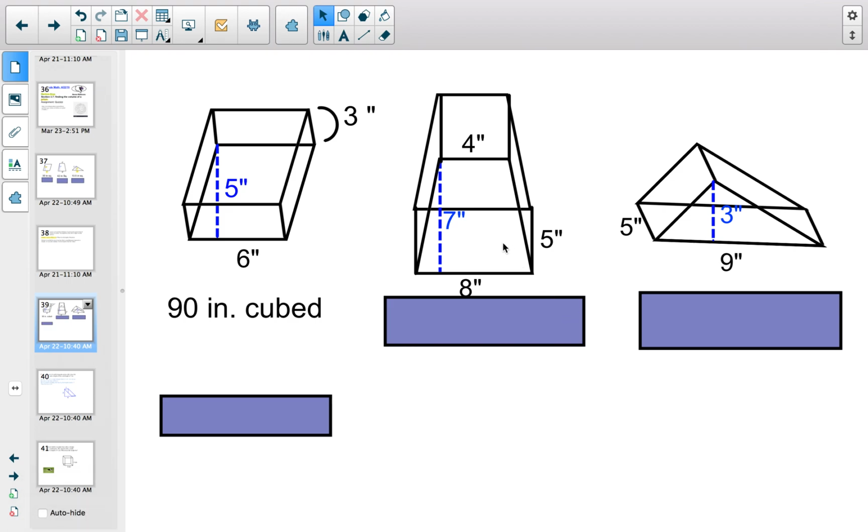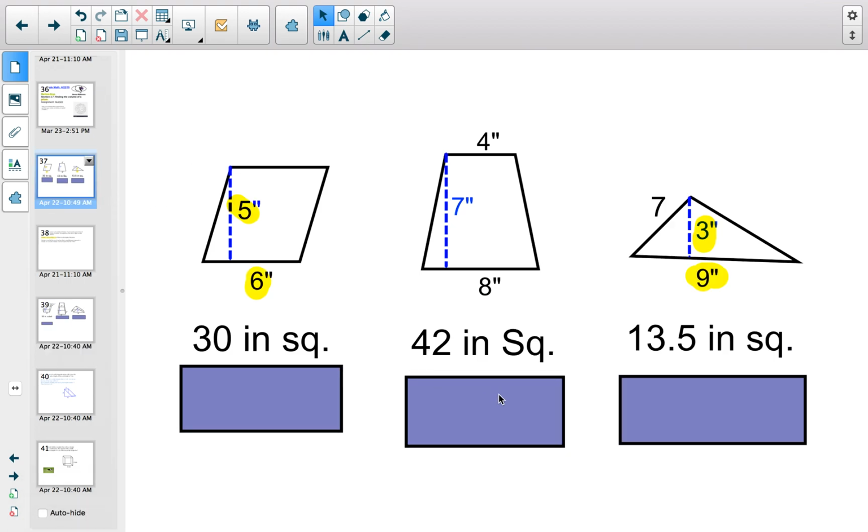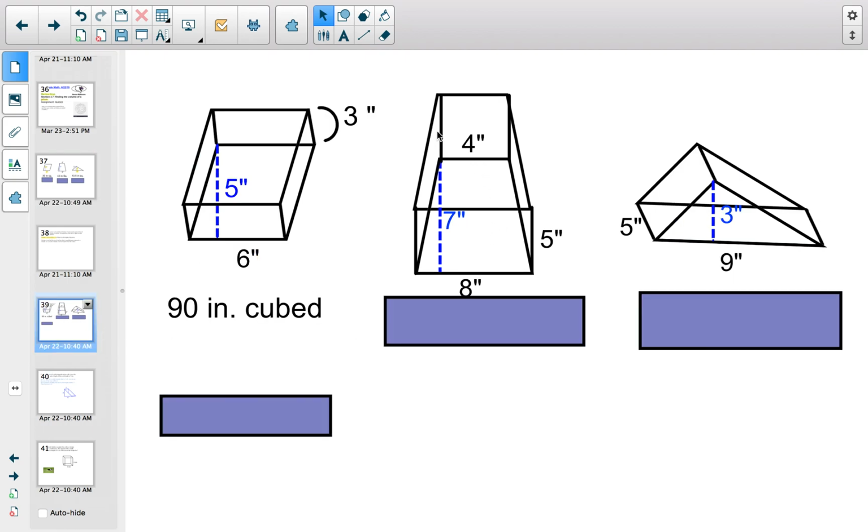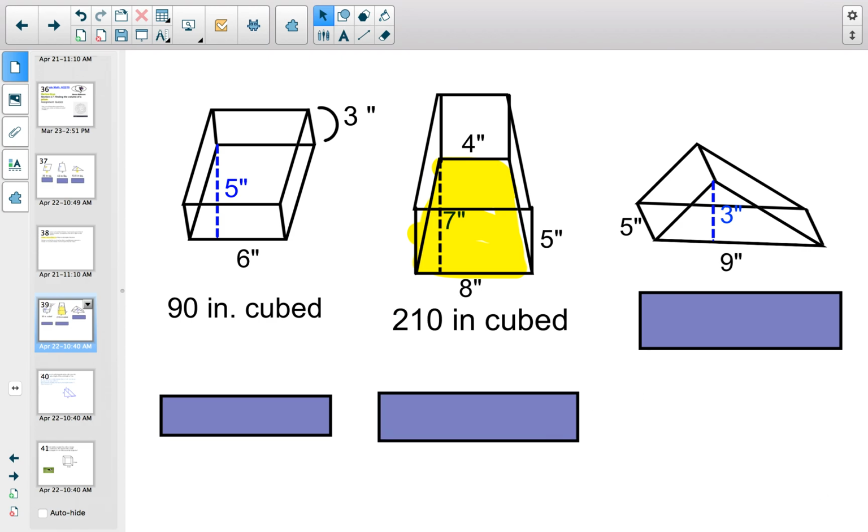Okay. Well, I remember that this one was 42. So this trapezoid right here has an area of 42, we know. Well, if I stack that back 5 rows deep, that's obviously going to be, we multiply it by 5, and we would get 210 centimeters squared.